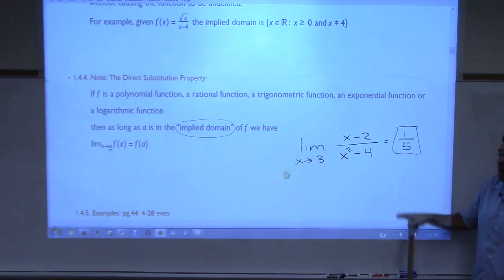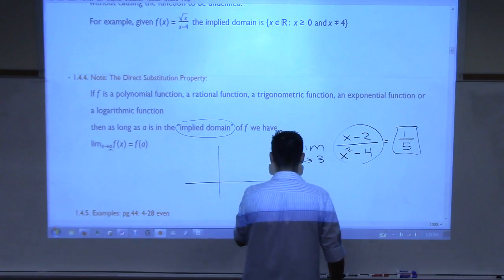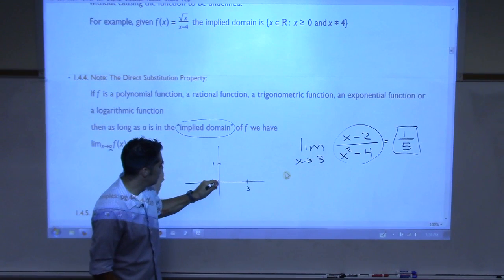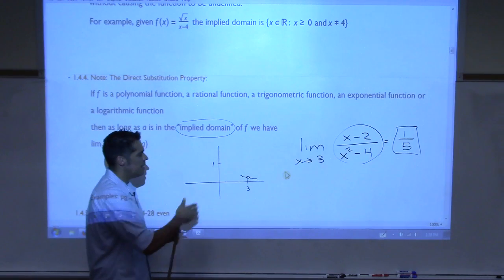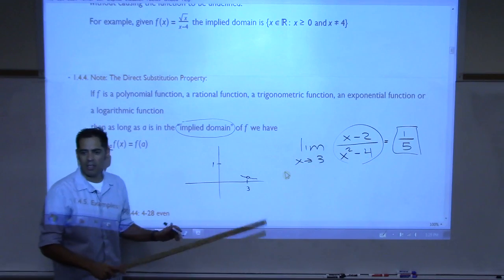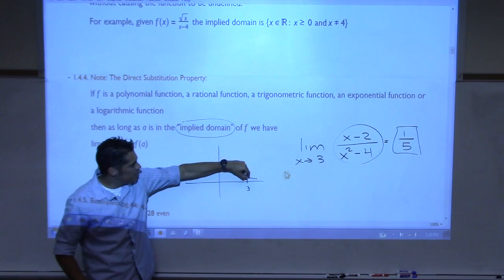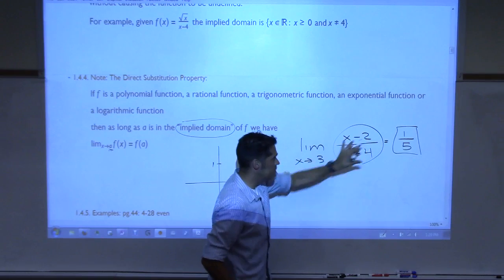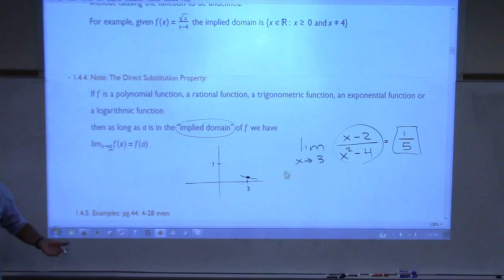So if I were to sit here and graph that function, here's what I can tell you. If I go out to 3, I can promise you that it's headed towards 1/5 from both the left and the right. I'm not even looking at what's happening at 3. It turns out that if I actually plug in 3, I get this. Because 3 was not a problem, the answer is just what you would expect it to be. Does that make sense? Yes?